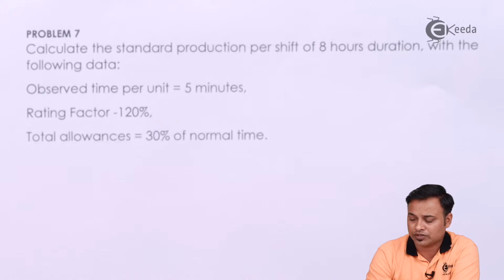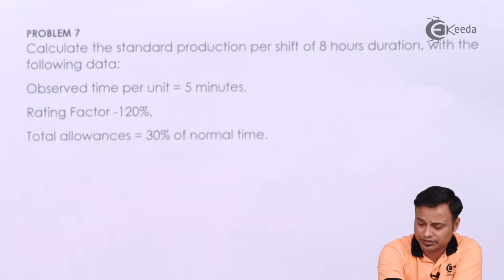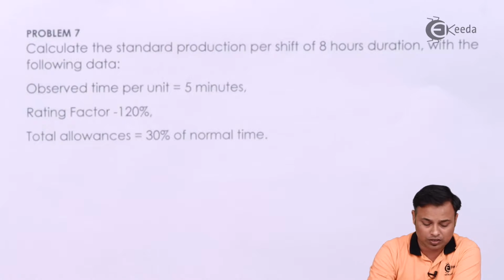Calculate the standard production per shift of 8 hours with the following data. Observed time per unit 5 minutes, rating factor 120%, and the total allowance is 30% of normal time.